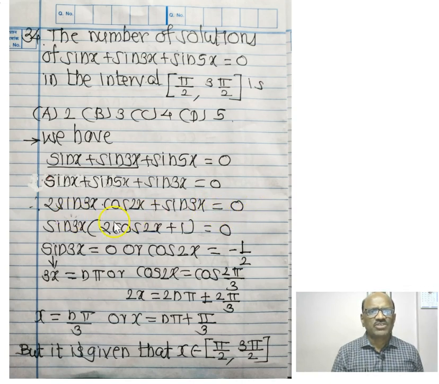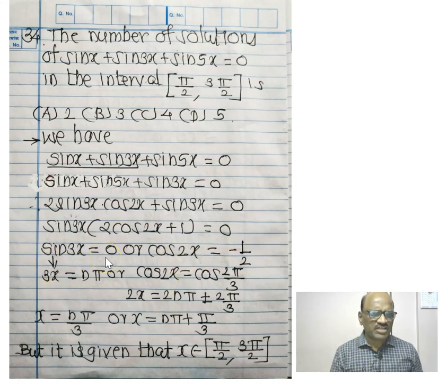Now what is common from these two terms? That is sin of 3x. Then in bracket, 2 times cos of 2x plus 1 equals 0. Now as the product is 0, therefore sin of 3x equals 0, or cos of 2x equals minus 1 upon 2. It means 2 cos of 2x plus 1 equals 0, therefore cos of 2x equals minus 1 upon 2.